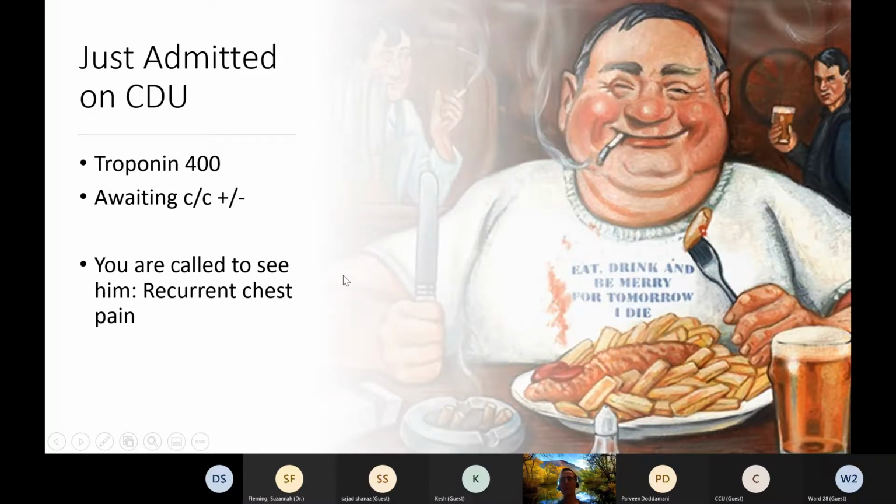So imagine you're called to see him and the patient is having recurrent chest pain. He came in with 6 hours of pain. The pain settled down. A few hours later, you're called to go and see him because just after the admissions team have gone off their shift, he's developed further chest pain. So how would you approach this? Imagine you're on the clinical decisions unit. You've just started your shift. You've been asked to go and see this gentleman. What are you going to do?